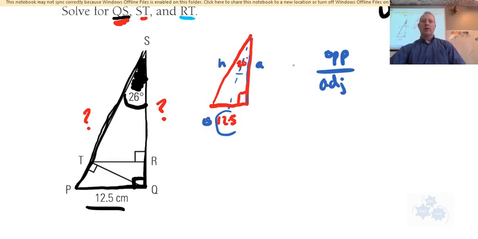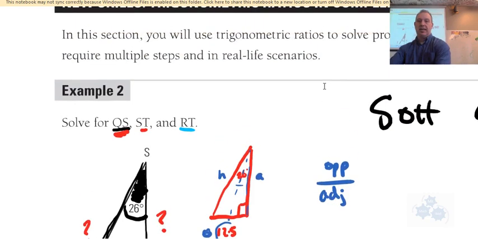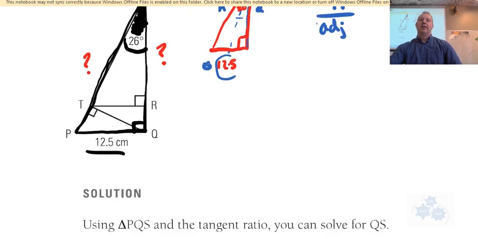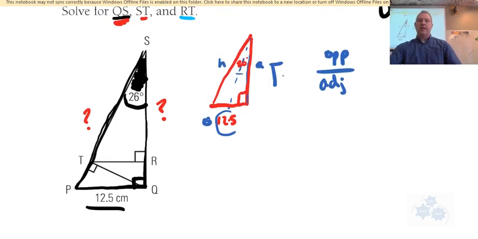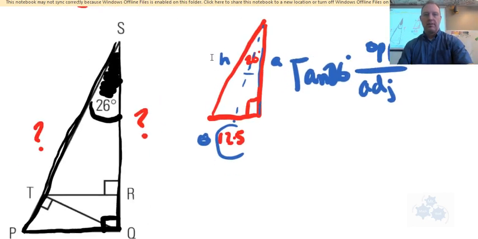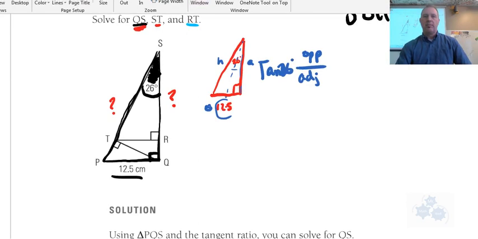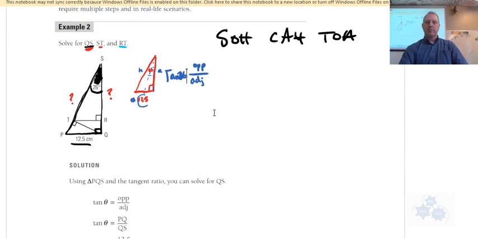So what trig function would include the O and the A? TOA. In SOHCAHTOA, it's TOA, right. So this is tan of 26. That's the angle. Okay, I'm going to zoom out because my pen is really thick now. Let's go to 100%.